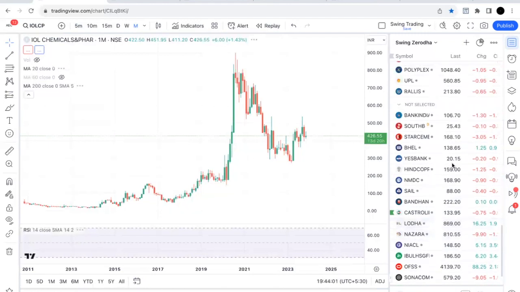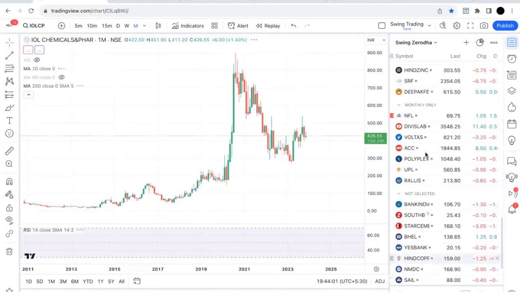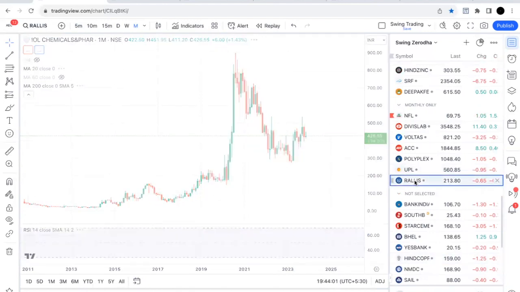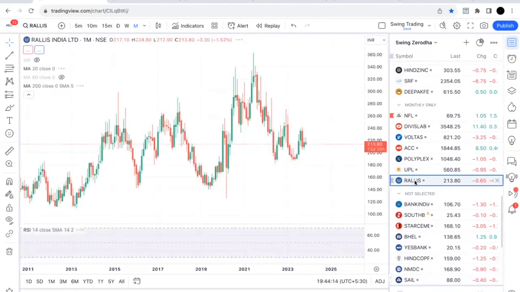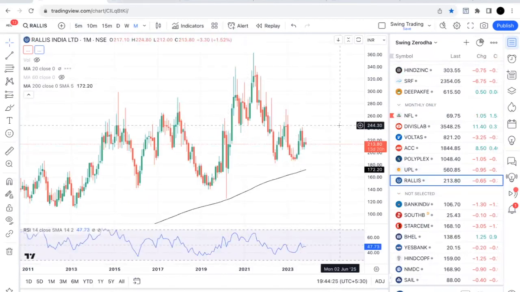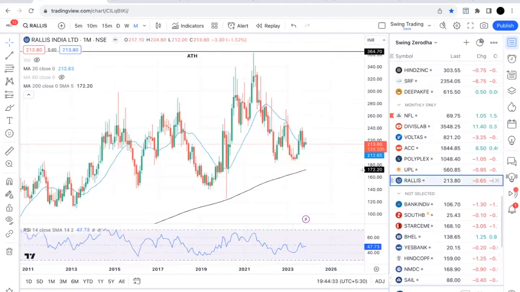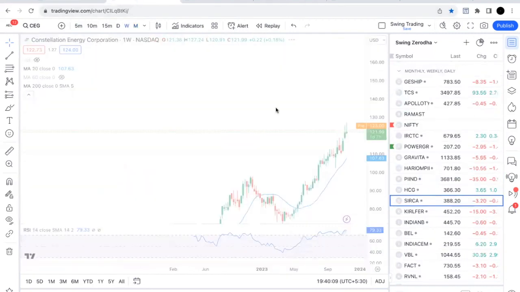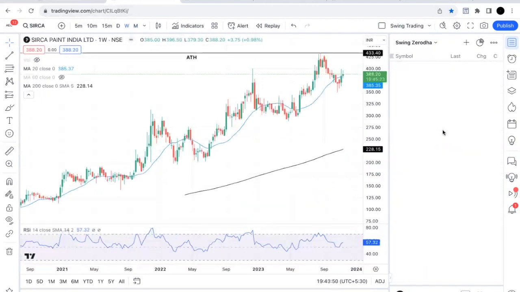So let's go to my next list. The next list is going to be the monthly only. That means these are the ones that are trending only on the monthly chart. If you notice the first one, since it did not trend on the monthly chart, I didn't bother looking at the weekly or daily. Here the 20 is above the 200 on the monthly chart. Okay, so that's Rallis. So I'm going to go to the weekly and look at what that looks like.